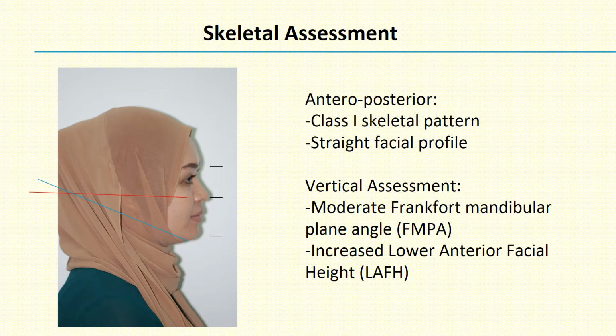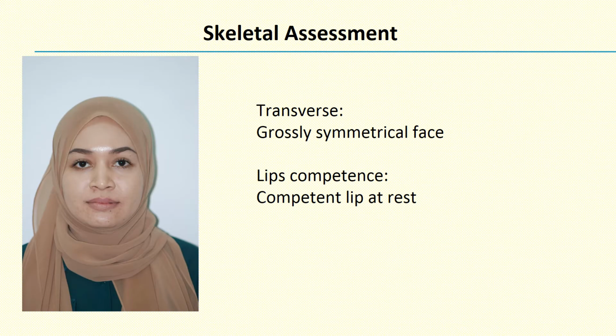For skeletal assessment, antero-posteriorly, this patient has a class 1 skeletal pattern, which provides a straight facial profile, while for vertical assessment, this patient has a moderate Frankfurt mandibular plane angle, which is shown by the red and blue lines in the slide. This patient has slightly increased lower anterior facial height. Transversely, this patient has a grossly symmetrical face and she has competent lips at rest.